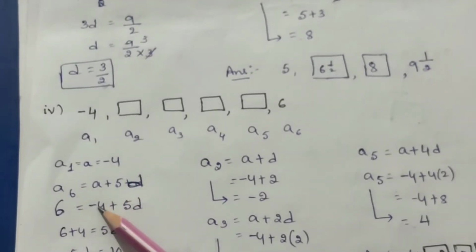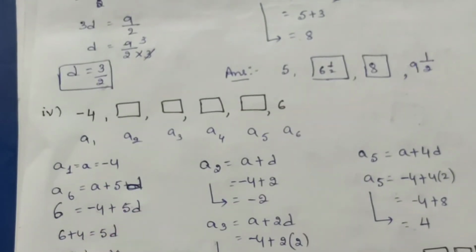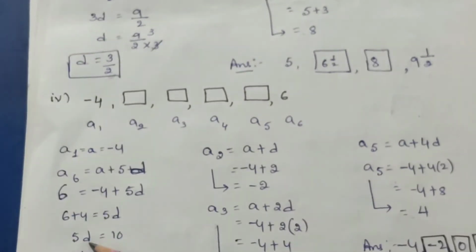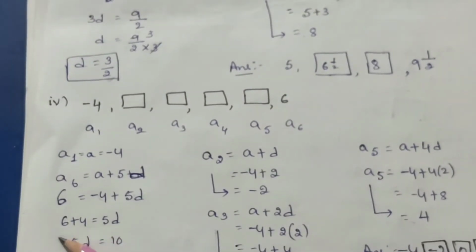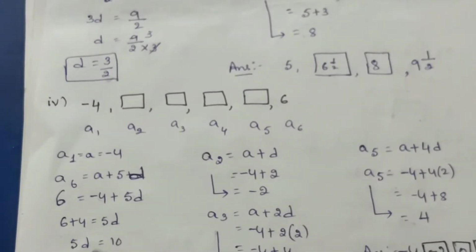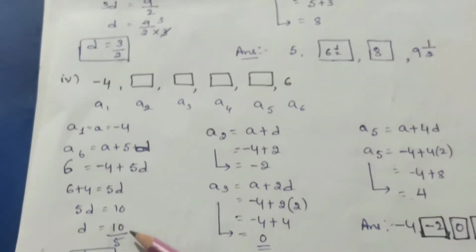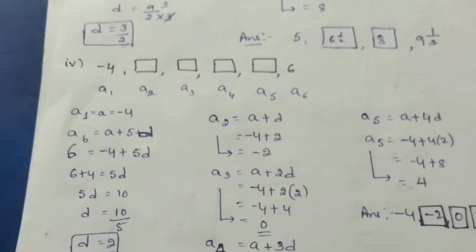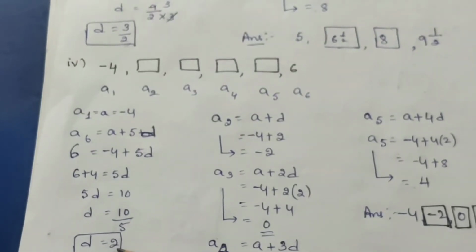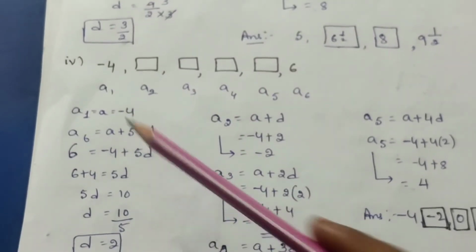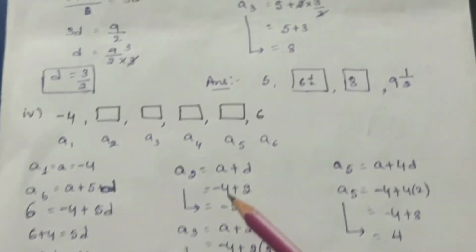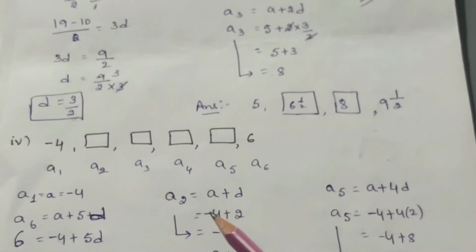Then if you shift this minus 4 towards the left side, it is 6 plus 4 is equal to 5D. Then 5D is equal to, if you add 6 and 4, you'll get 10. Then D is equal to 10 by 5. Then D is equal to 2. Now you know the value of A and you know the value of D. Then easily you can find out the rest of the three numbers.